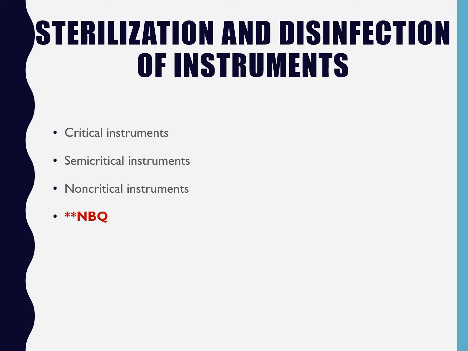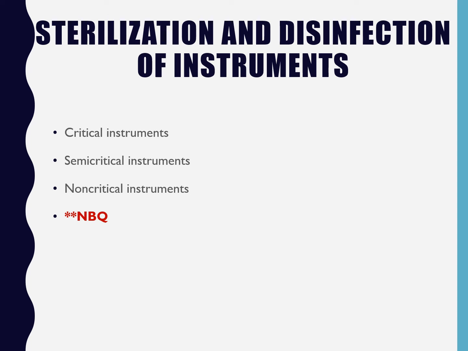So there are critical instruments, which are instruments that penetrate soft tissue or bone. They are critical, and they must be sterilized in between use. They include forceps, scalpels, bone chisels, scalers, and curettes. All of our instruments that we put inside people's mouths, except for our mirror, are considered critical.